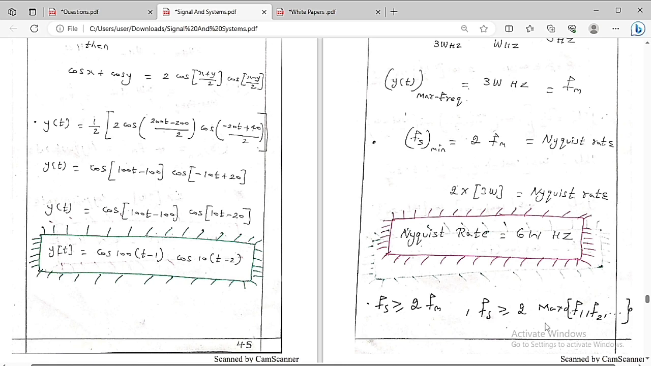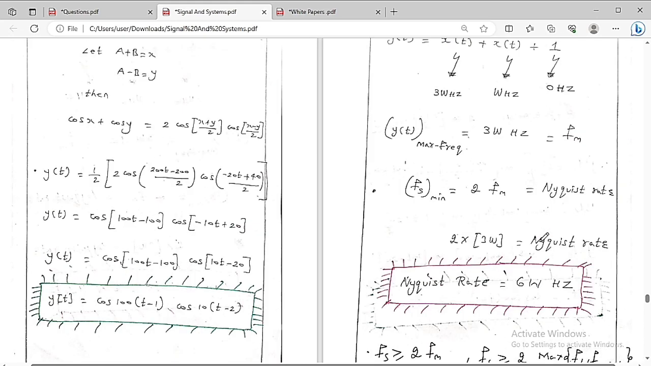I've already told you so many number of times. Here F is greater than or equal to 2 into Fm. This is the formula where the signal is having only one frequency. But if the signal has more than one frequency, then 2 into the maximum value of the individual signal frequencies. So out of this, whichever is the maximum, that you have to use in order to solve this one. So minimum sampling frequency is equal to 2 into Fm. So substitute, simplify and get the value of the Nyquist rate or the Nyquist sampling frequency, which is equal to 6 into W.